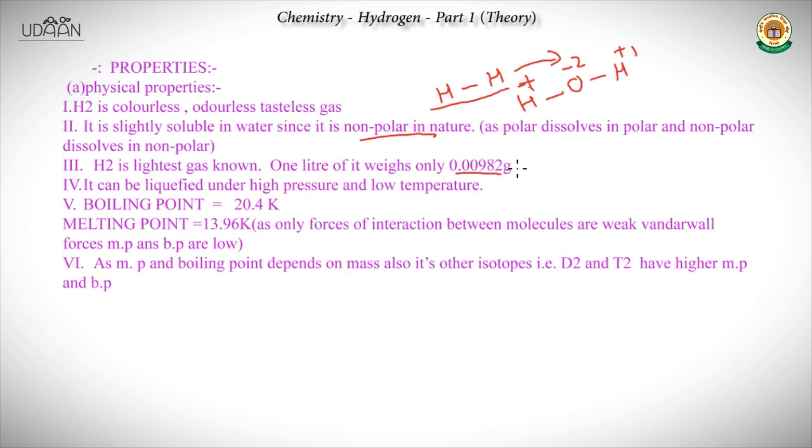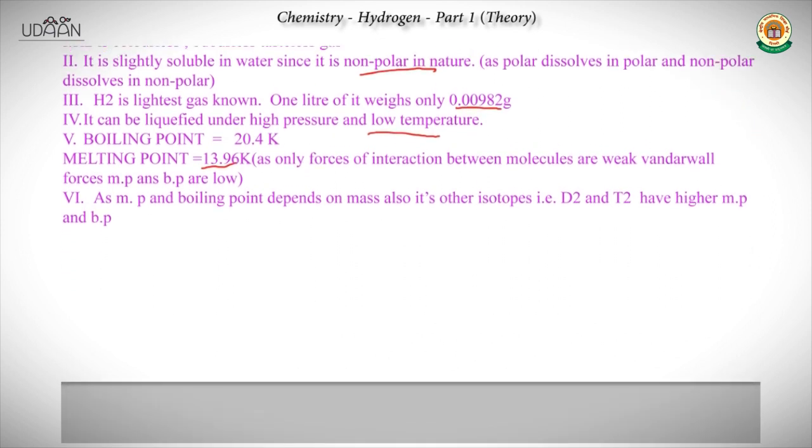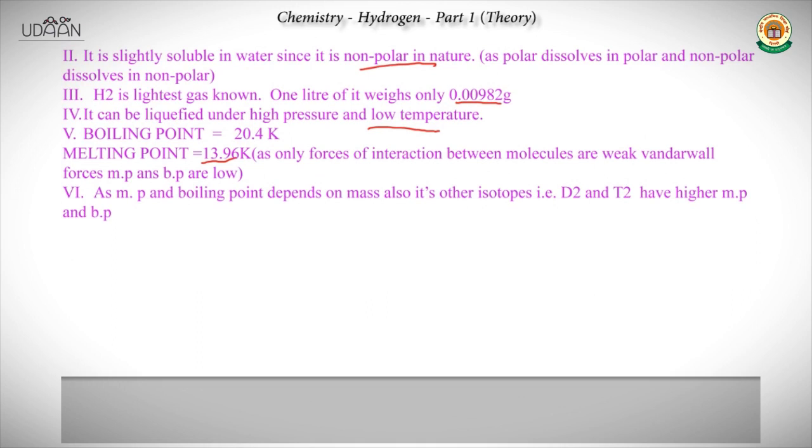It can be liquefied under high pressure and low temperature, because its boiling point and melting point are very low. So we have to reduce the temperature and increase the pressure to liquefy it. It is too difficult to liquefy. As we see that melting point and boiling point are very low, this is because there is very little interaction between H2 molecules. There is only van der Waals force of interaction, and intermolecular forces are very weak. There is no dipole interaction.